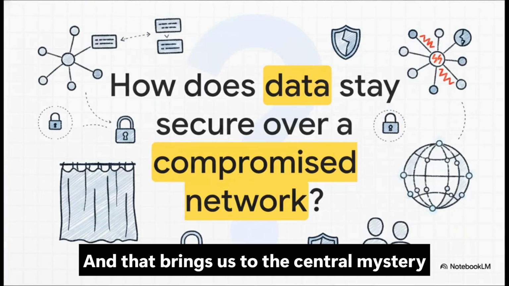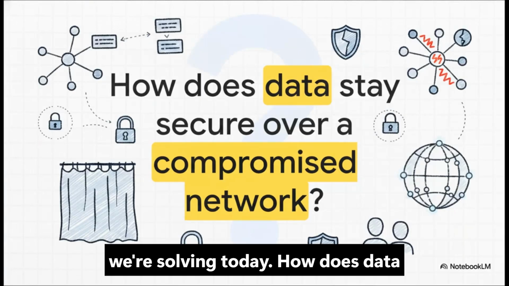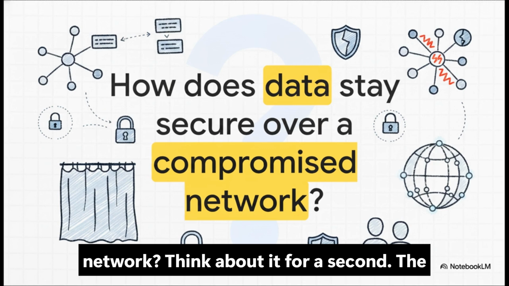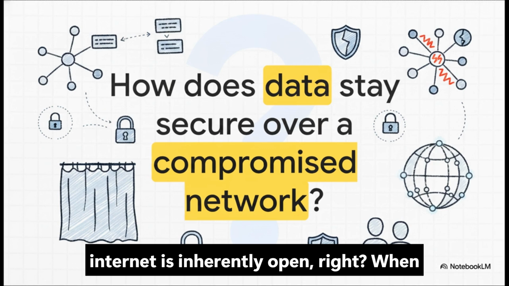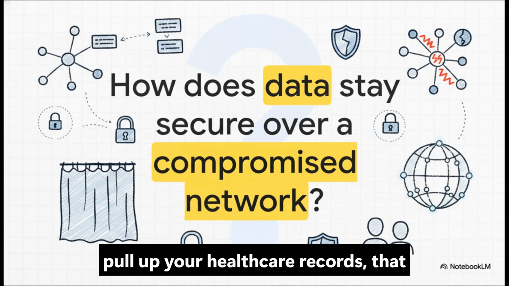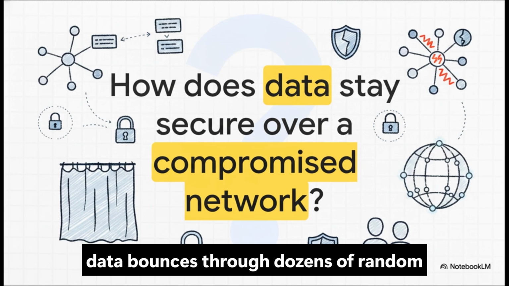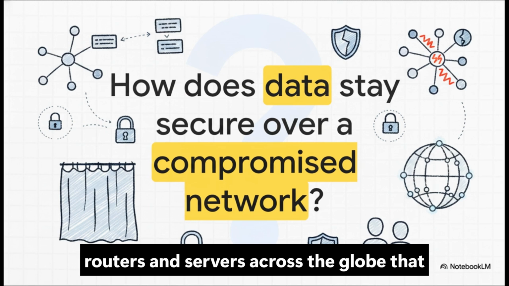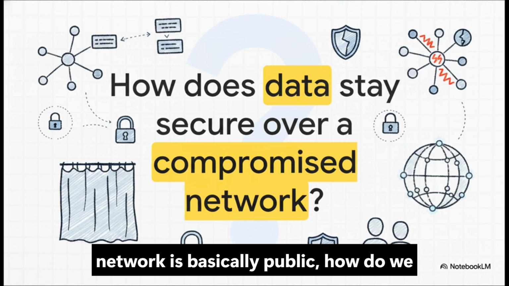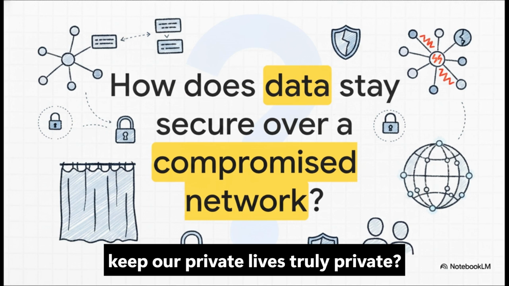And that brings us to the central mystery we're solving today. How does data actually stay secure over a compromised network? Think about it for a second. The internet is inherently open, right? When you send a text, make a bank transfer, or pull up your healthcare records, that data bounces through dozens of random routers and servers across the globe that you absolutely do not control. So if the network is basically public, how do we keep our private lives truly private?